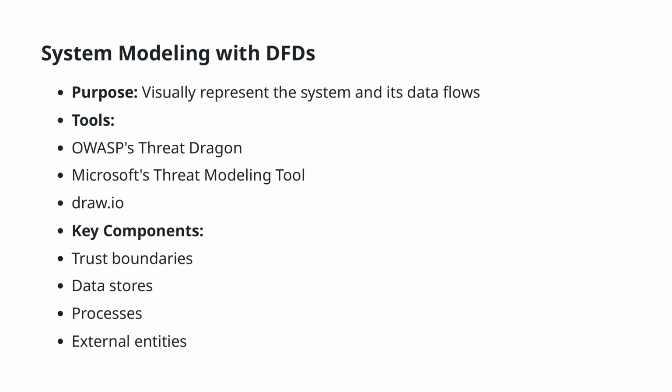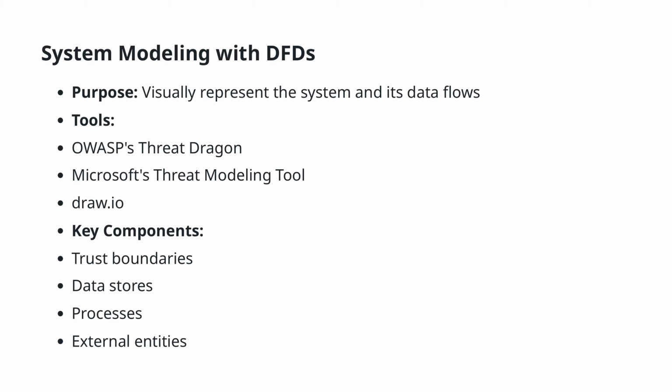In this slide, we're focusing on system modeling with data flow diagrams, DFDs. The primary purpose of DFDs is to provide a visual representation of the system and its data flows, which can significantly aid in understanding how information moves within an architecture and where potential security concerns might arise. To create these diagrams, we can use several tools such as OWASP's Threat Dragon, Microsoft's Threat Modeling Tool, and draw.io.